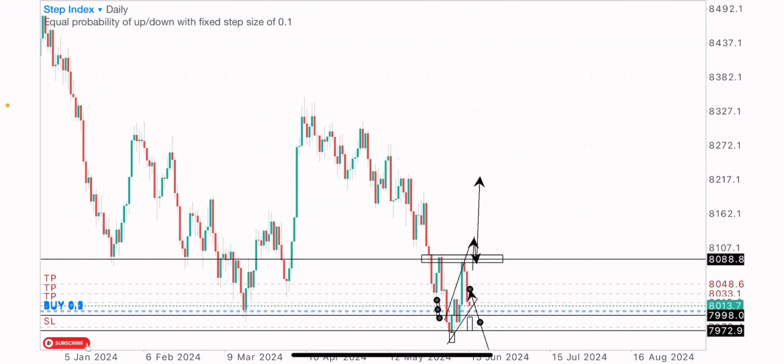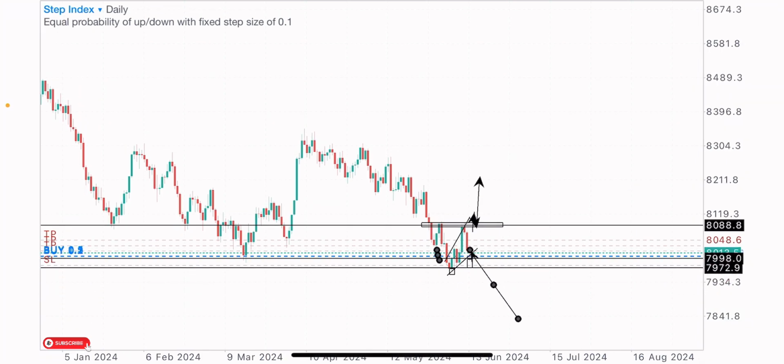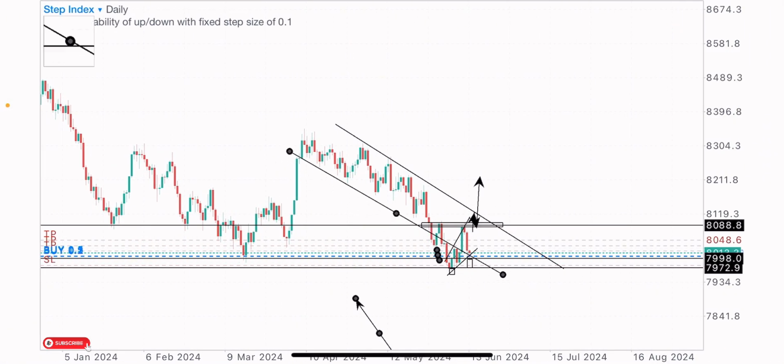And looking at the daily time frame structure, we can see that this index has been bearish for a very long time. So I'm expecting a break of this bearish trend for possible reversals on Step Index once this downtrend is broken, because the market is still in a downtrend. So we have this level of resistance for price to contend with.